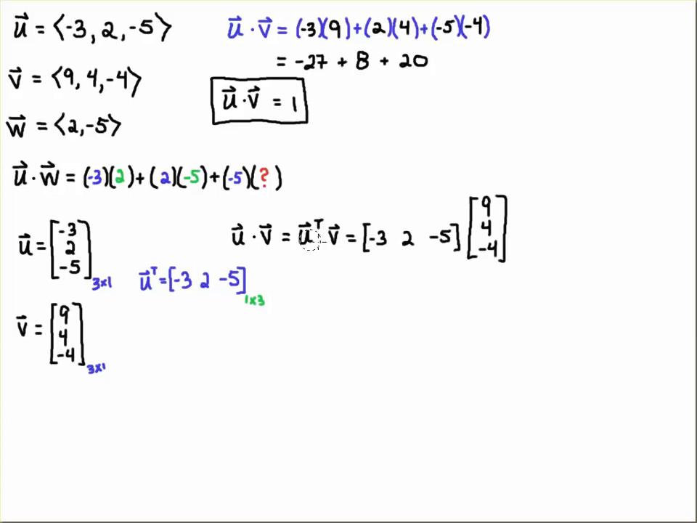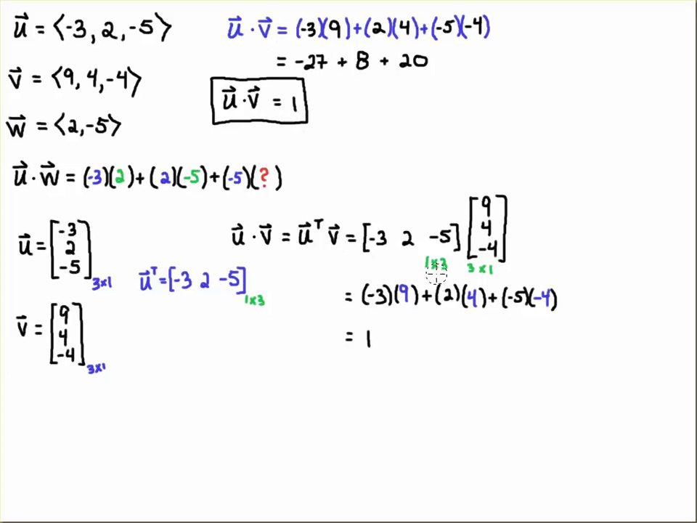So here's what the operation looks like. Here's U transpose, it's 1x3, and here's V, it's 3x1. And we perform the multiplication just as we did before. We take the -3, the 2, and the -5, which are the components of U, and multiply them by the components of V, 9, 4, -4, and then we add them all together, and of course we got 1. Same result I got before.